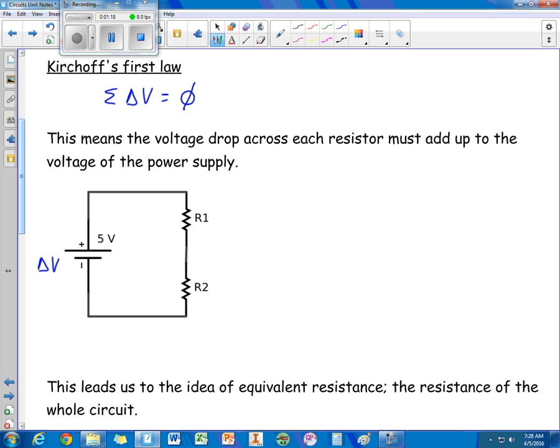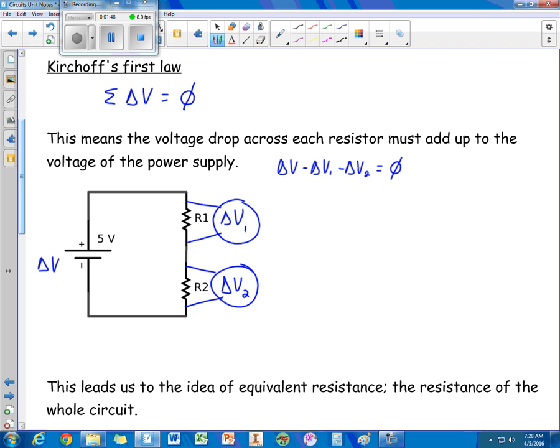And as I look at this circuit here, I have two resistors. This means that the voltage drop across this first resistor and this voltage drop across the second resistor has to add up to give me 5 volts. So Kirchhoff's first law would say that delta V minus delta V1 minus delta V2 equals 0, or delta V equals delta V1 plus delta V2.